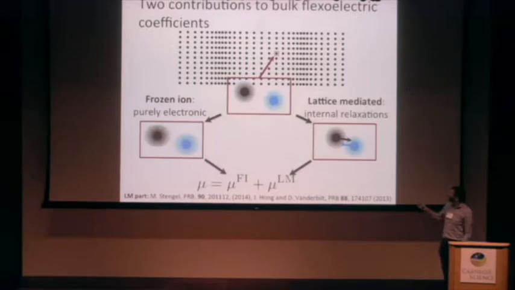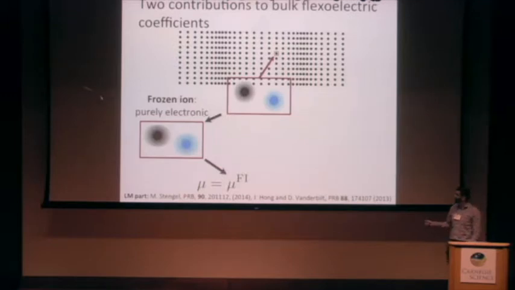And then you also have a lattice-mediated contribution from the internal relaxations caused by the local strain and strain gradients. So in this talk, I'll be focusing on the frozen or clamped ion contribution. If you're interested in a discussion about the lattice-mediated part, then I'll refer you to these references.